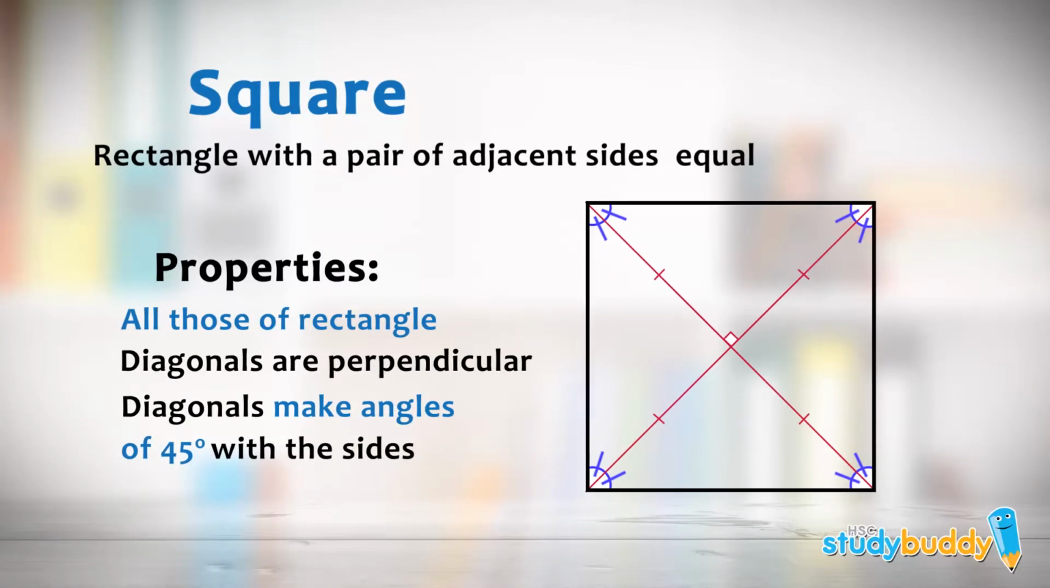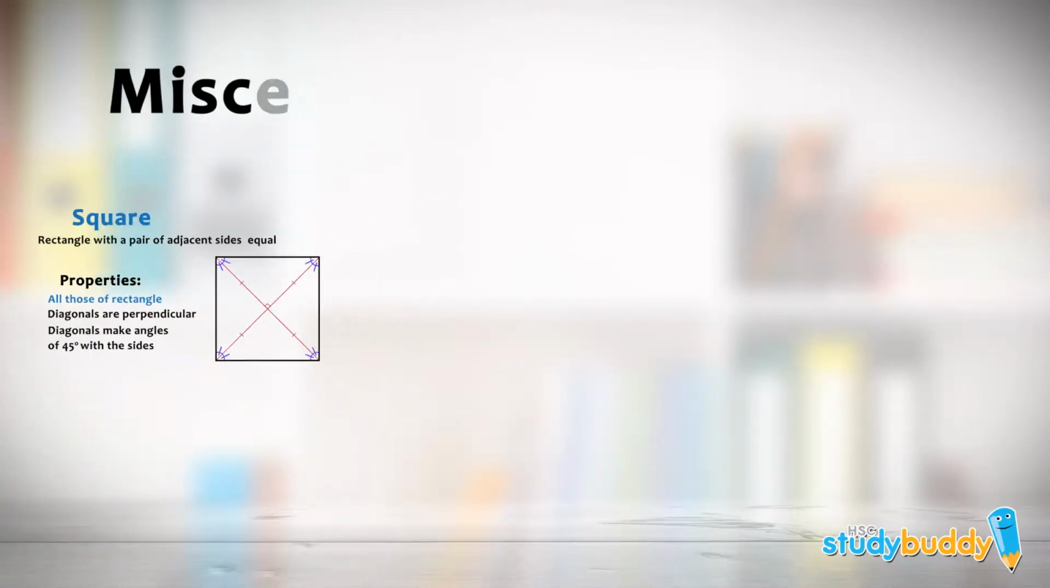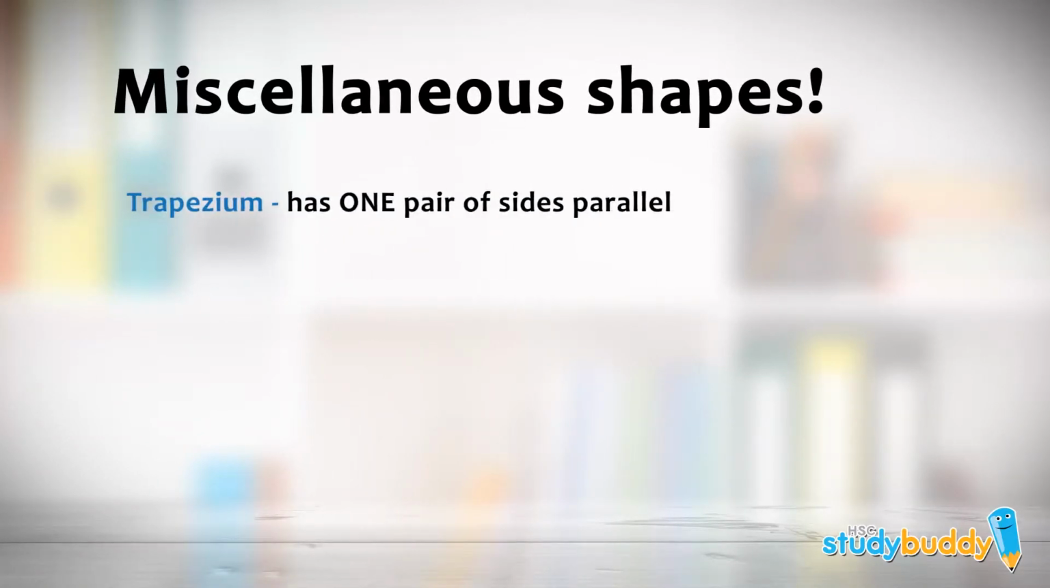Some quick miscellaneous shapes before we move on. Trapezium has one pair of parallel sides. A kite has two pairs of adjacent sides equal.